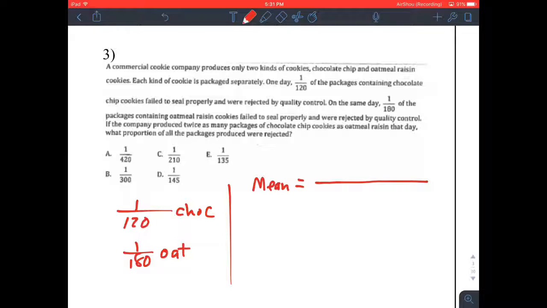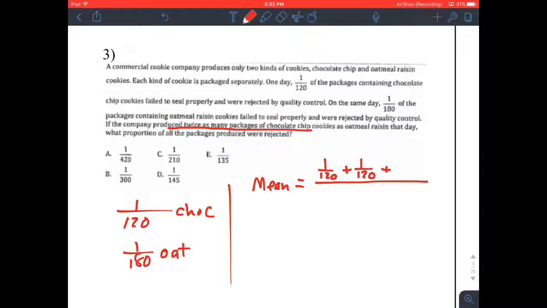So we have chocolate chip cookies, and it says that we're going to do twice as many of those. They produce twice as many packages of chocolate chip cookies. So we're going to use this number twice.